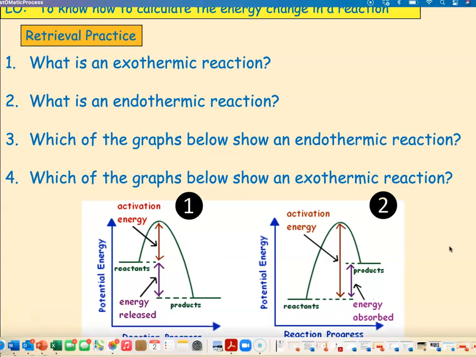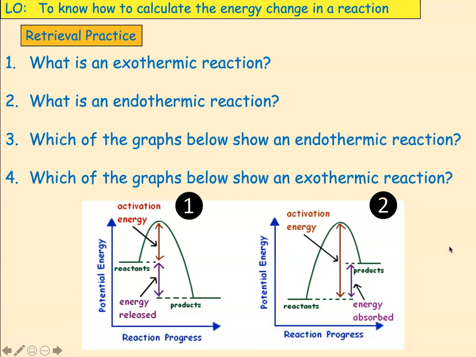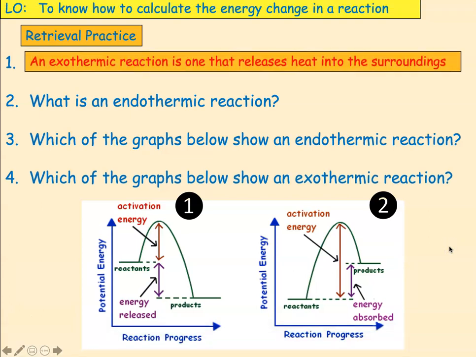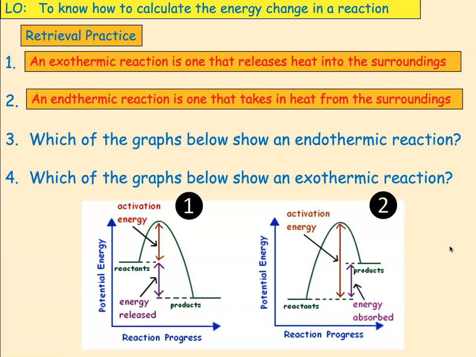Okay, so let's self-assess this work. What is an exothermic reaction? An exothermic reaction is one that releases heat into the surroundings. What is an endothermic reaction? An endothermic reaction is one that takes in heat from the surroundings.